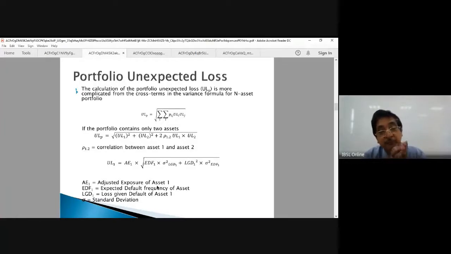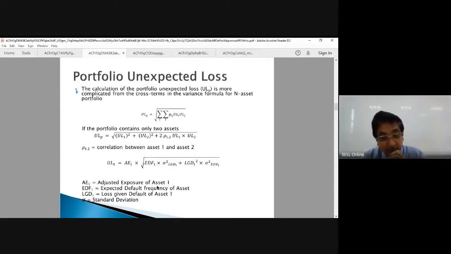What is the meaning of sigma LGD? It is the volatility of LGD, because LGD is not a static term. Loss given default can change. Since it can change, it has a volatility factor. Sigma LGD is the expectation, or we call it the standard deviation, of LGD. What is sigma EDF? That is the standard deviation of expected default frequency.